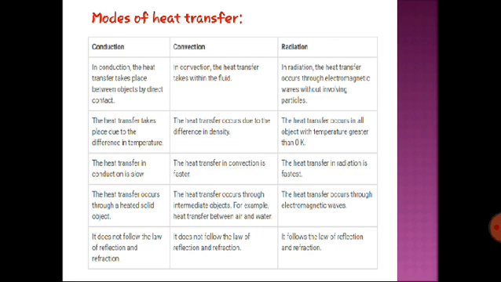Alright. Next, the heat transfer occurs through a heated solid object in the case of conduction. We have seen that picture in which you can see that heat transfer occurred through the heated solid object. In convection, the heat transfer occurs through an intermediate medium, for example, heat transfer between air and water. So this is convection. Next is radiation. The heat transfer occurs through electromagnetic waves. That was the first point of distinction, right? So it occurs through electromagnetic waves.